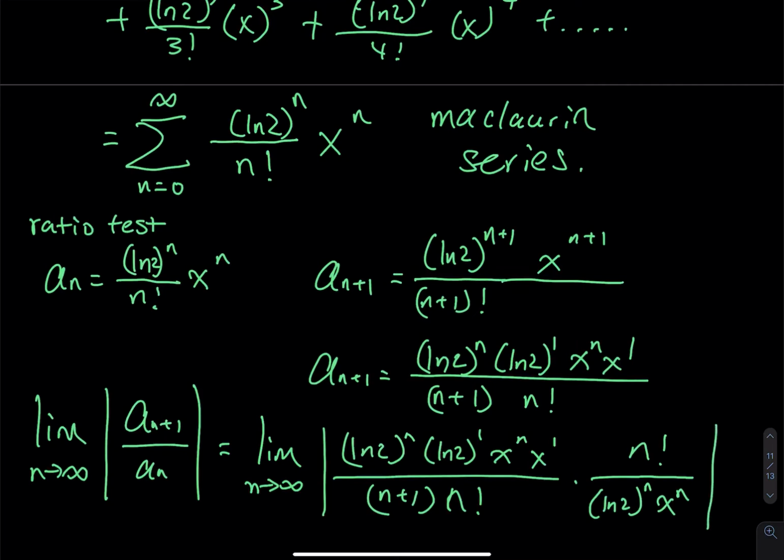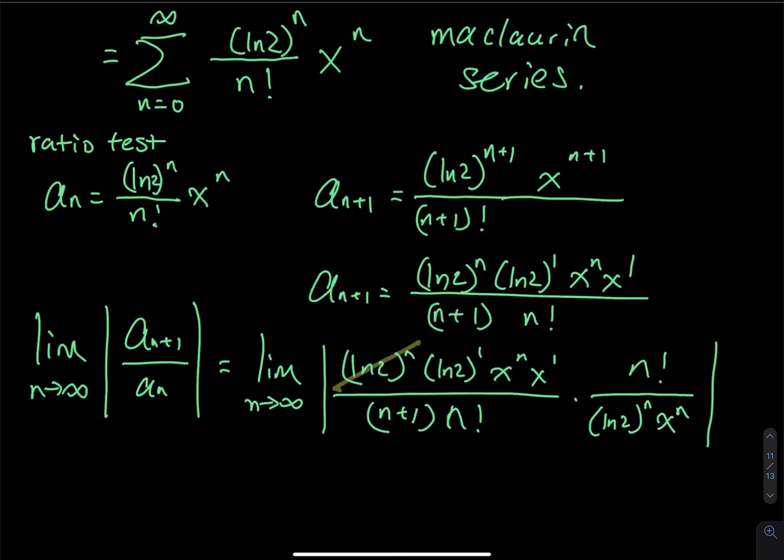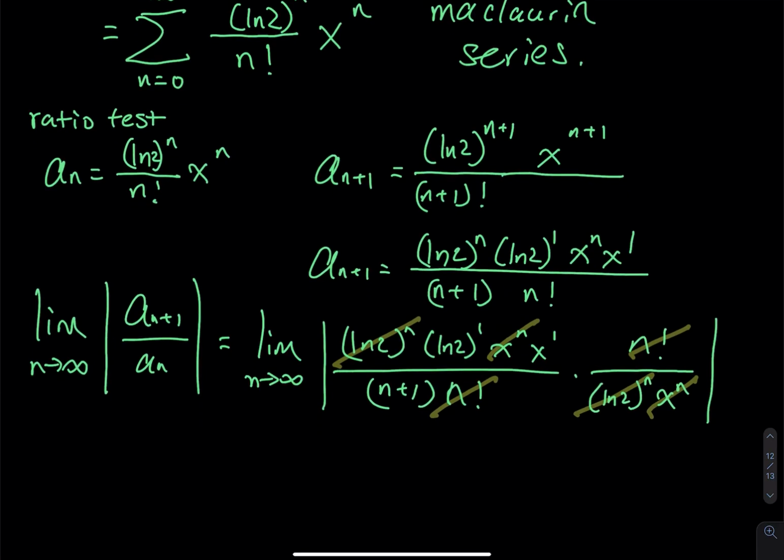All right, let's do a cancellation. So first of all, ln2 raised to the n, and then n factorial, and then x to the n, so they are all gone. And then what do we have right here? So let's see. The limit as n approaches infinity. Okay, we have one x term, and then other than that, we have ln2 divided by n plus 1, so ln2 raised to the first divided by n plus 1. What else do we have? And then we have to multiply the absolute value of x.